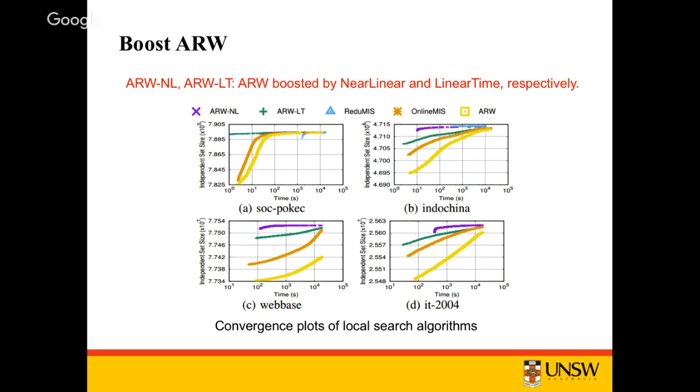So here is the result of applying our algorithm to get an initial result, and then we run the ARW to iteratively improve the result. Here the x-axis is the time and the y-axis is the independent set size. Each time we get a larger independent set, we put a point in this figure. ARW NL is the ARW initialized by our near linear time algorithm, and ARW LT is initialized by the linear time algorithm. Both find results very close to the optimal one found in 3 hours.